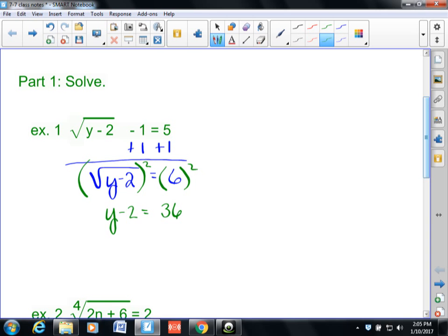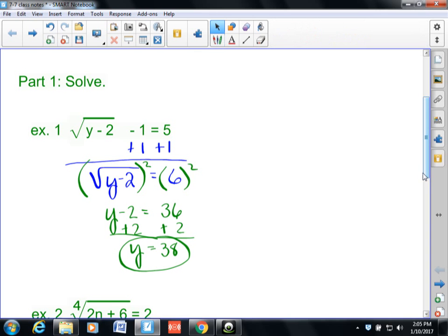And now it's just a basic algebra problem once again. So we get our answer, and then let's just check it quick. Sub that 38 in for the y. 38 minus 2 is 36. The square root of 36 is 6. 6 minus 1 gives you 5. It works. So there we go.